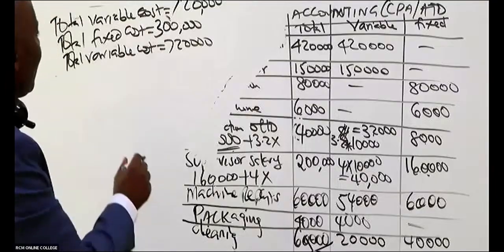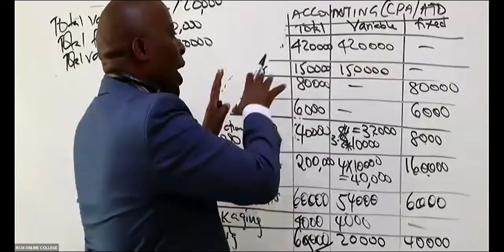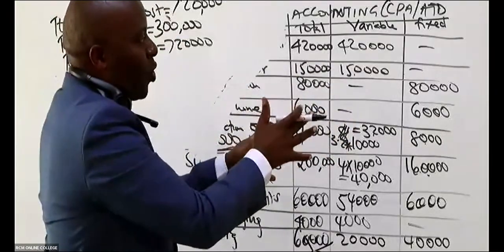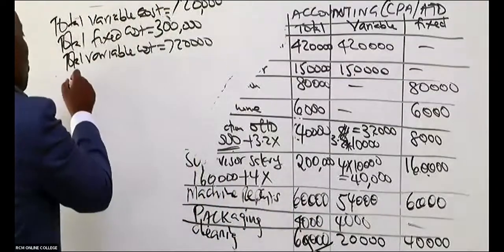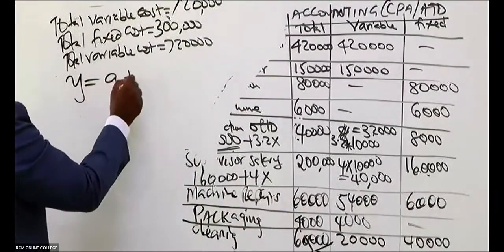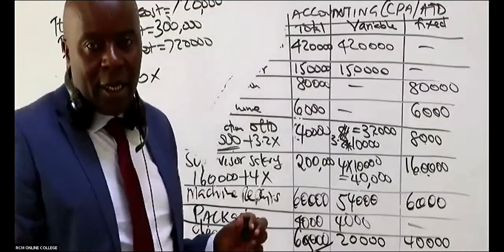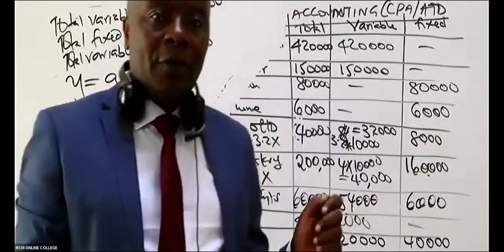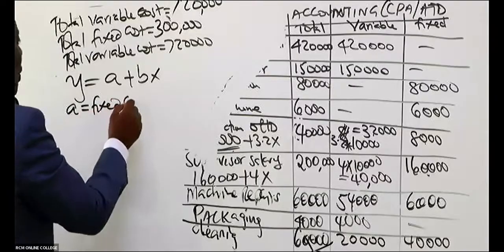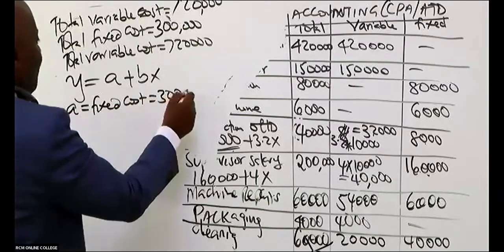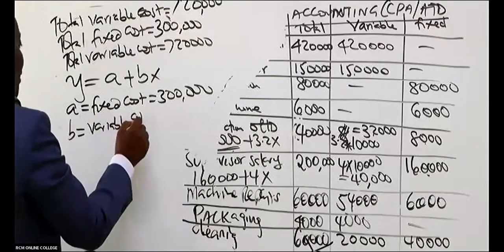Now, remember that we have been able to analyze our accounts very well, and they've been able to do the allotments to the various variable cost account and the fixed cost account. That we have done very well. But once you finish this, remember that accounts analysis method is used to develop equations of the form y equals a plus bx, where a is the fixed cost, which is 300,000. And don't forget that b is variable cost per unit.